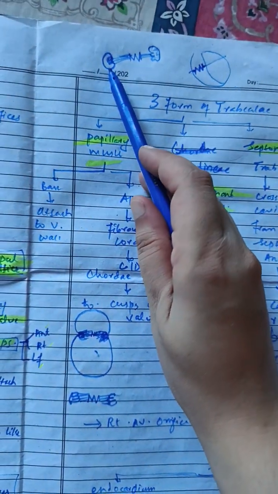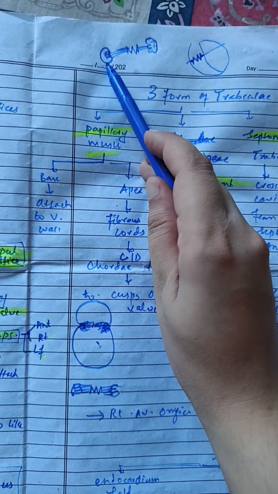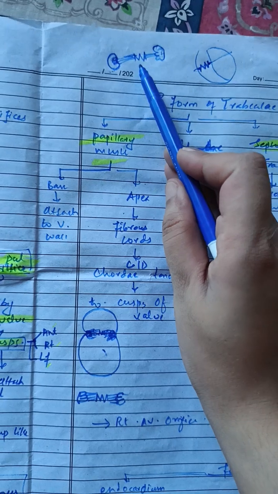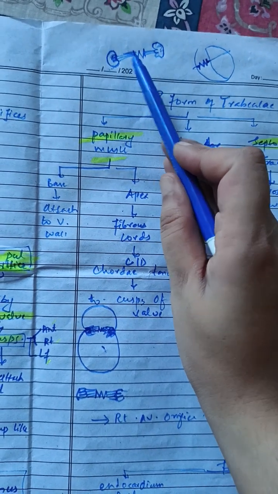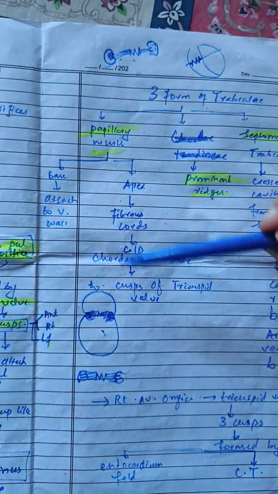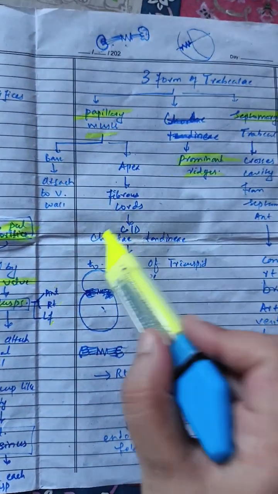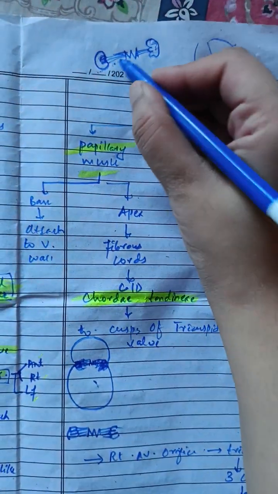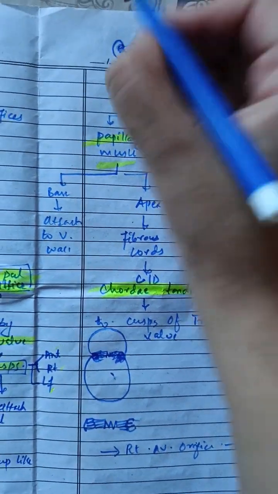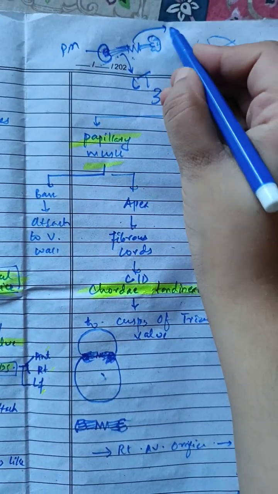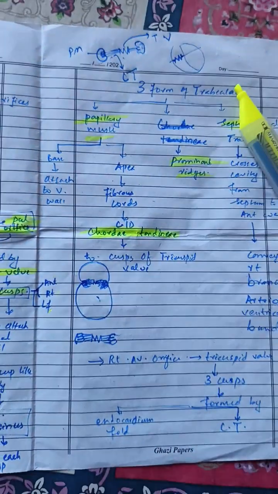So there are papillary muscles in the ventricular wall, and these papillary muscles are attached to the tricuspid valve through fibrous cords, and these fibrous cords are called chordae tendineae. So what is chordae tendineae? These fibrous cords are called chordae tendineae, these muscle ridges are called papillary muscles, and this valve is called the tricuspid valve.